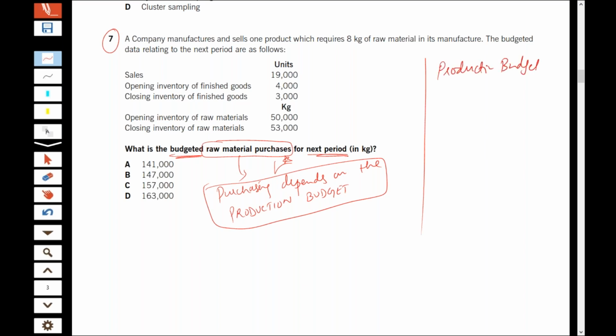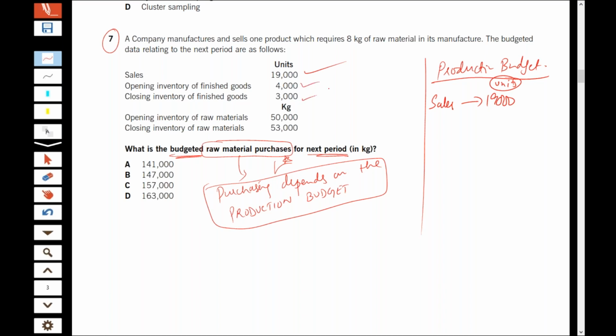And I do not need to explain because it was the first class when we had studied the production budget. The budgeting was the agenda of the first class. So what is the sale demand? The sale is 19,000 units.